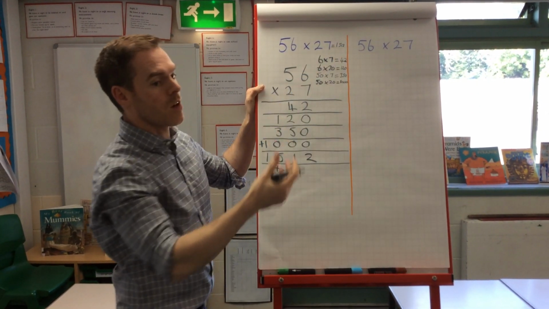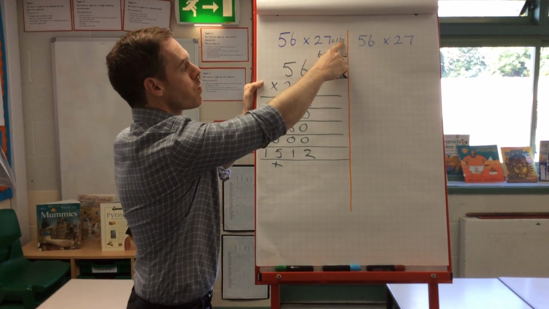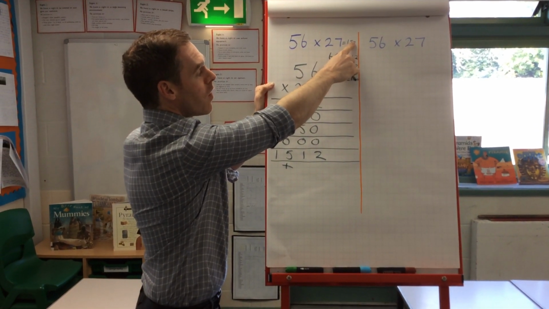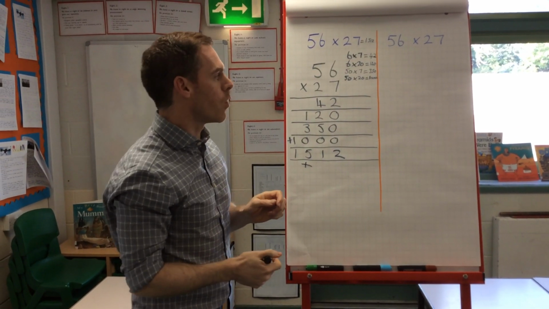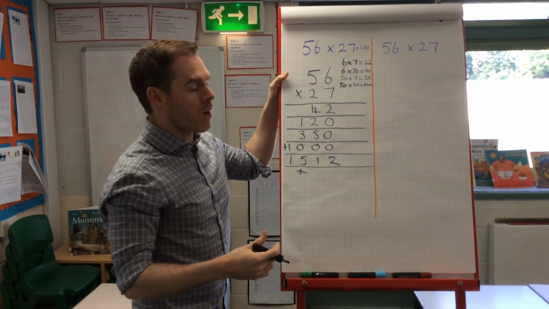And of course, I can say that lots of different ways. I can say 27 groups of 56 equals 1,512. I can say 1,512 equals 56 multiplied by 27, and so on and so forth. I can do the division inverse as well. But we can talk about that more in class.